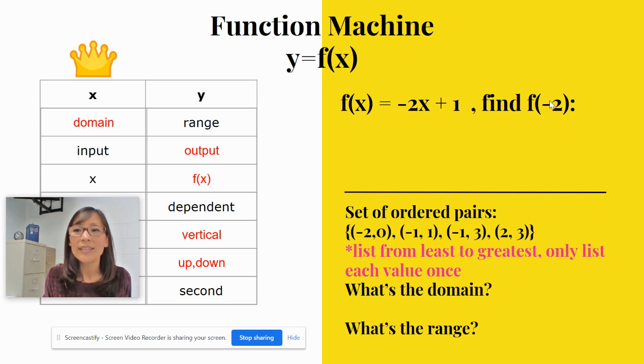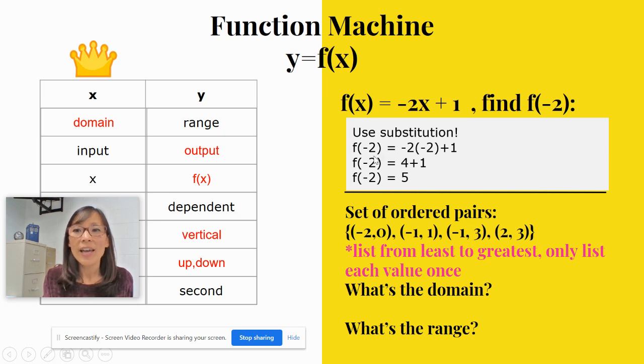Well, notice that the negative 2 replaces what the x was inside of there. And so really we can view this as substitution. And all we have to do is substitute with the x, we replace the x with negative 2 in this expression, and then we can simplify.